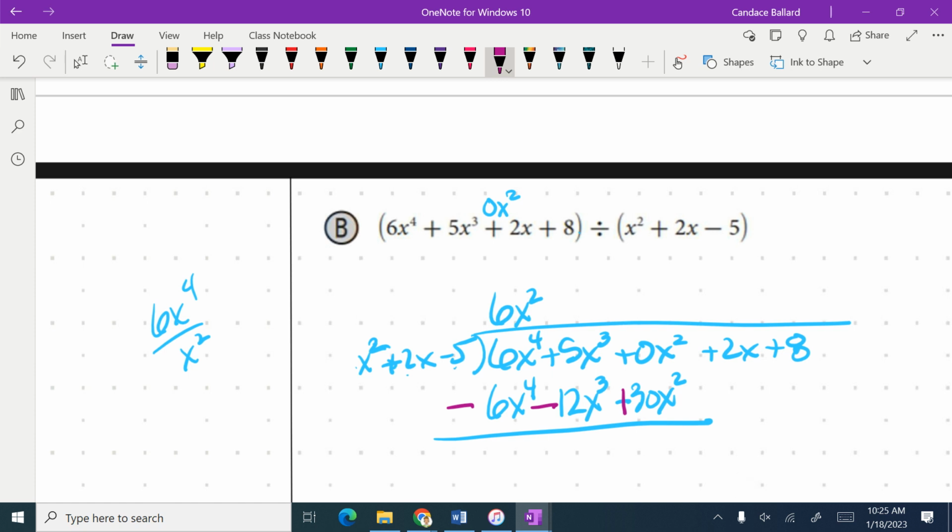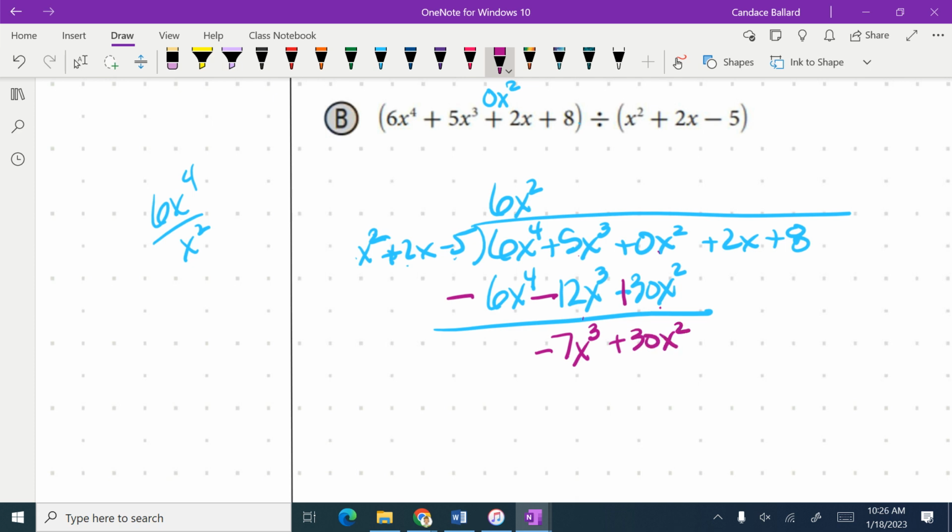All right. The first one should cancel. Is that true? Yep, that's how we set it up, right? 5x cubed minus 12x cubed is what? I heard negative 7x cubed. Good. 0x squared plus 30x squared.